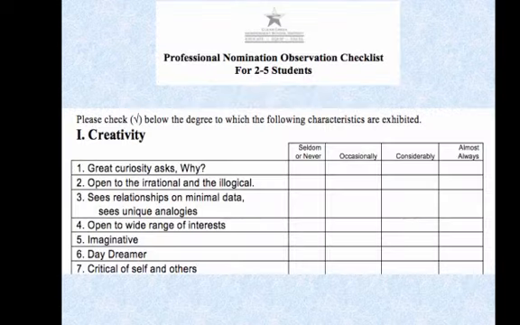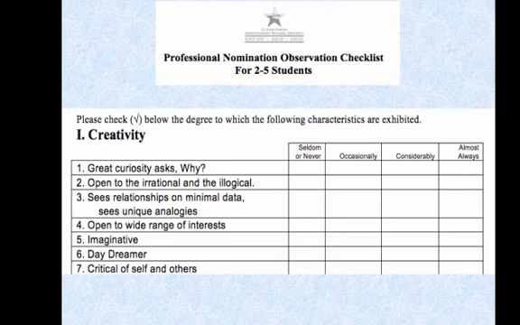In the CCISD identification process, we rely heavily on teacher input. If a teacher sees gifted potential in a student, the teacher's rating is highly important. I cannot emphasize this point enough.